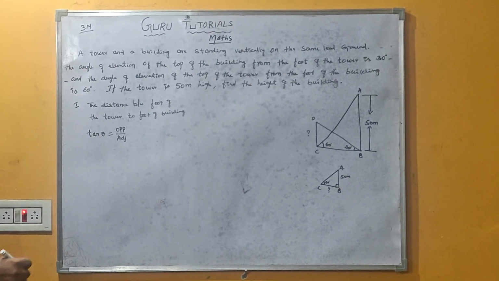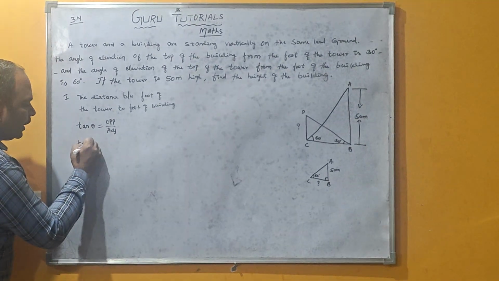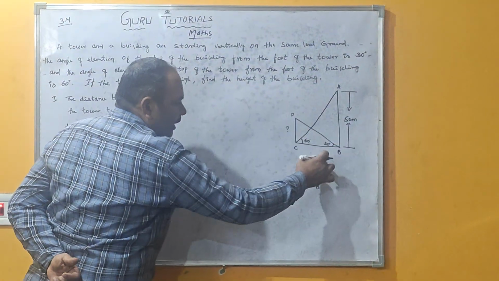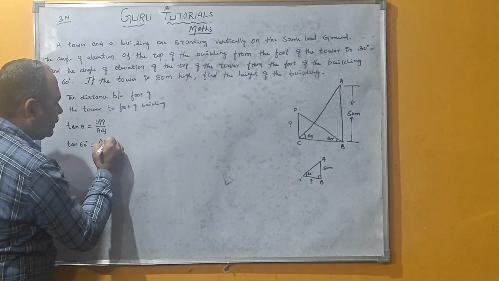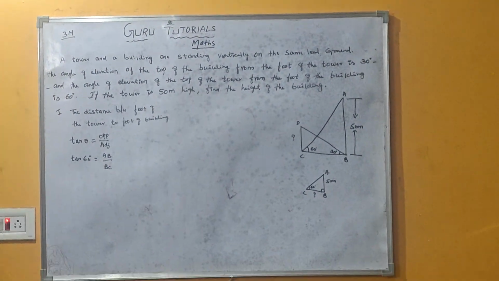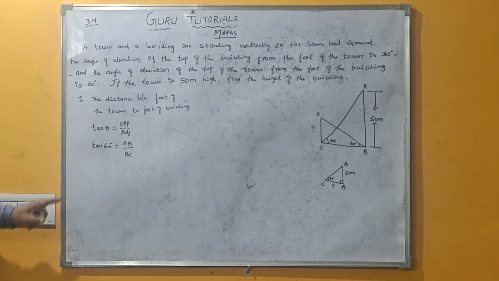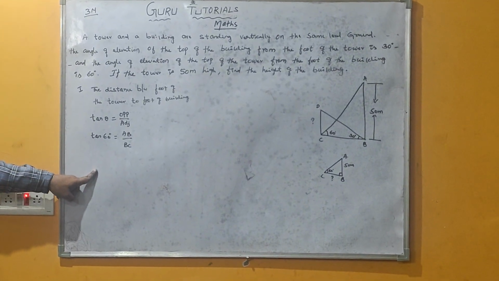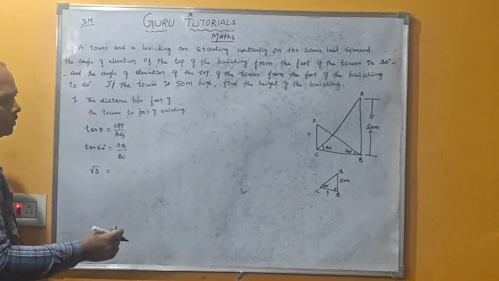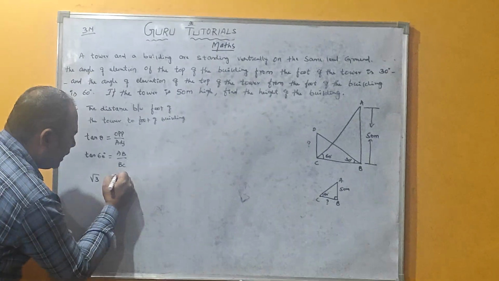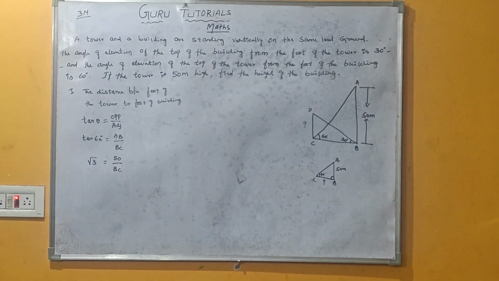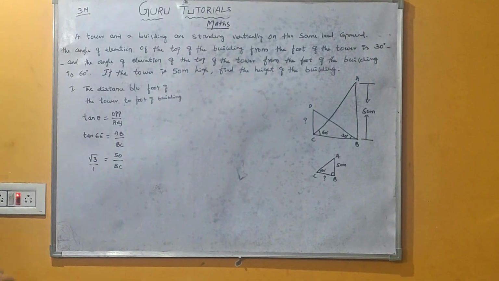What is the theta value? 60 degrees. So tan 60 degrees is equal to the opposite, AB, by the adjacent, BC. What is the value of tan 60? Root 3. The value of tan 60 is root 3, equal to AB. The length of AB is 50 meters and the length of BC I have to find out. In the denominator there is nothing, so it is 1.